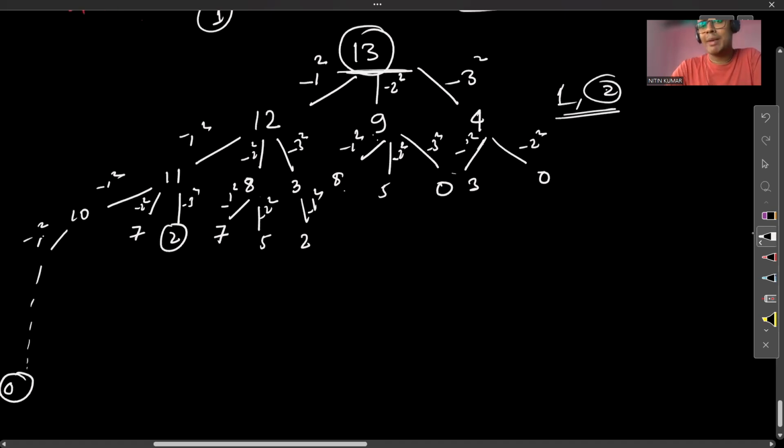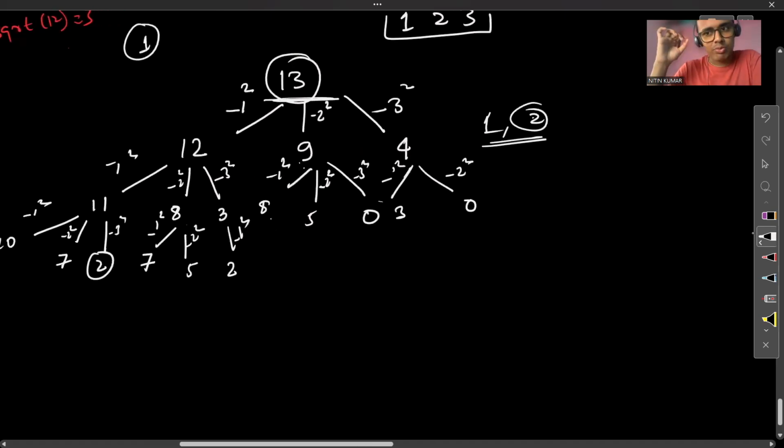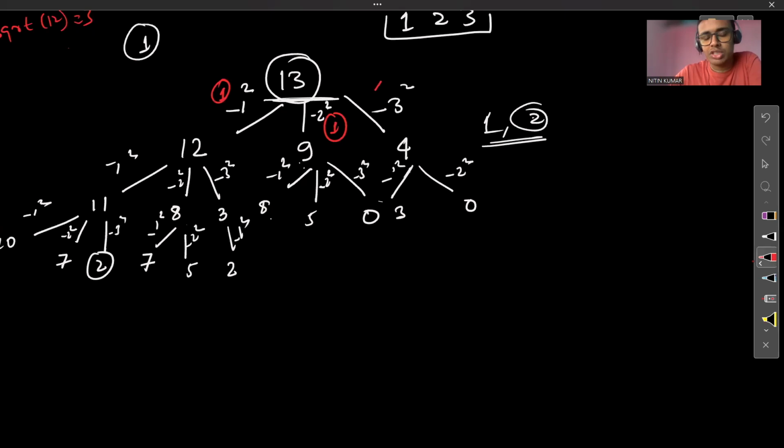So whenever I am performing any operation, I have to keep the count of that operation also. So here one step is being taken, one step is being taken, and one step is being taken. Again, two steps are being taken on each of these paths, because the first step is this, the second step is this.